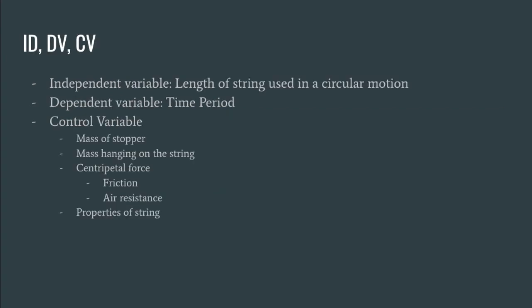My independent variable is length of string used in circular motion, measured in meters. My dependent variable is time period, measured in seconds. My control variables are mass of stopper, mass hanging on the string, centripetal force, including friction and air resistance, and properties of string. This is how I conducted the experiment.